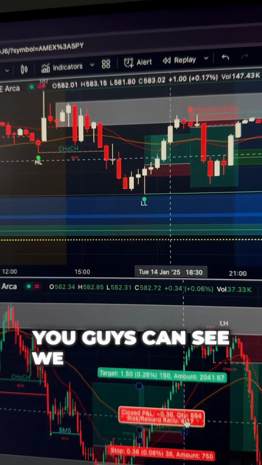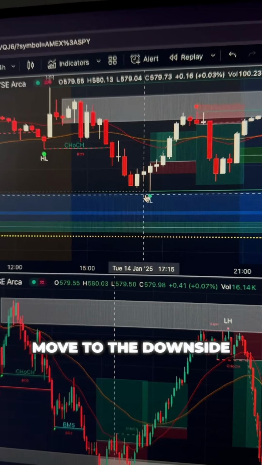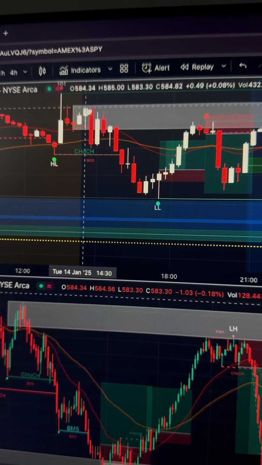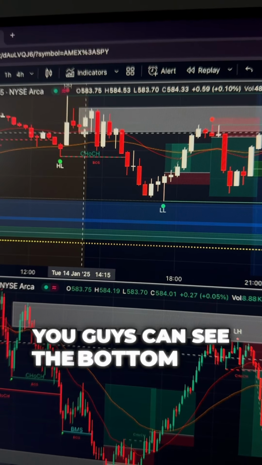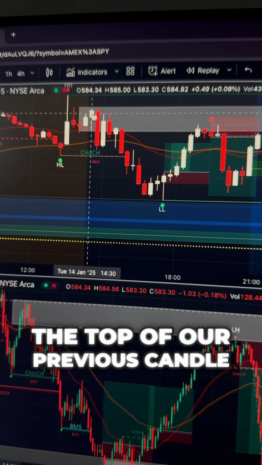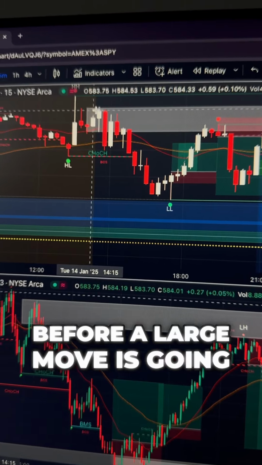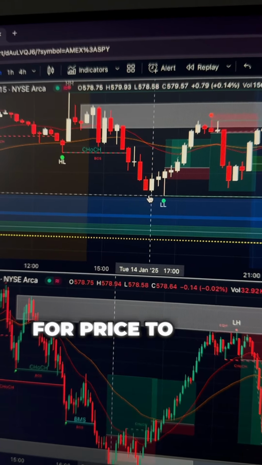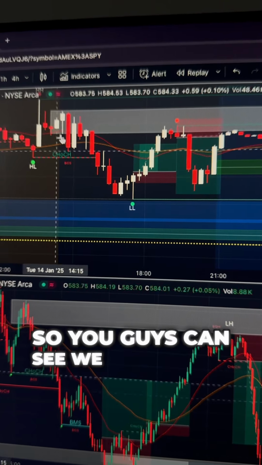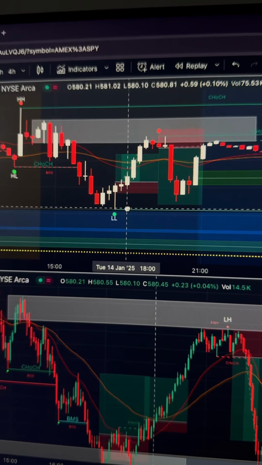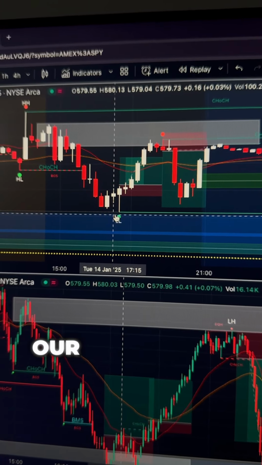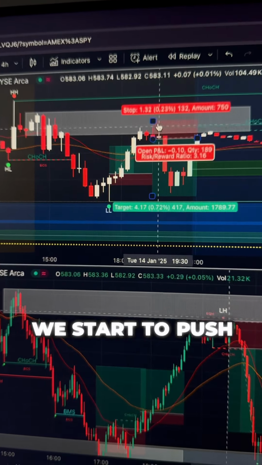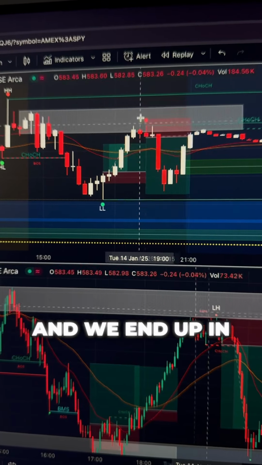You guys can see we do have a huge move to the downside. I ended up marking this as my pivot zone. You guys can see the bottom and the top of our previous candle before a large move is going to be a pivot. That's where I'm going to look for price to pull back to. So you guys can see we do get that push to the downside. We grab buy side liquidity in our M15 demand. We start to push higher and we end up in our pivot.